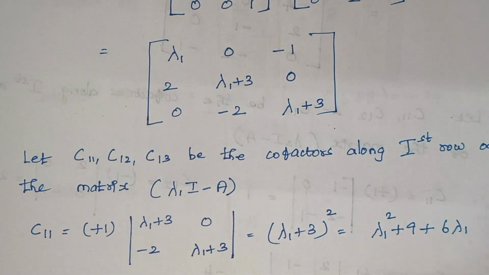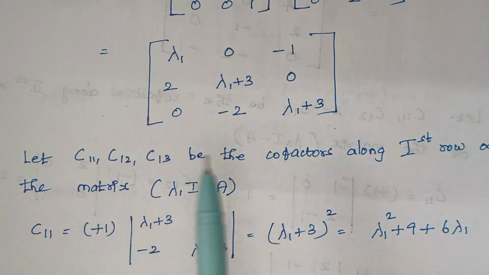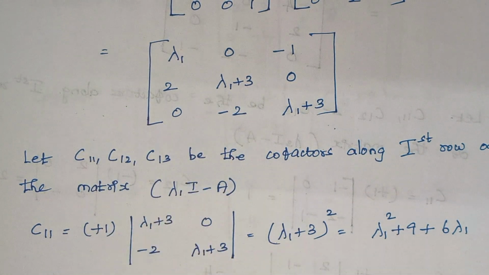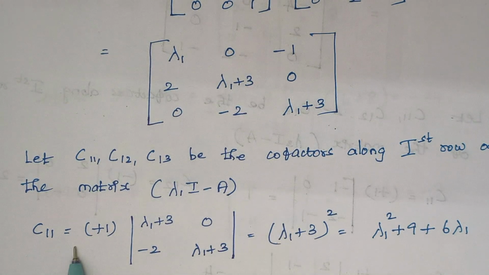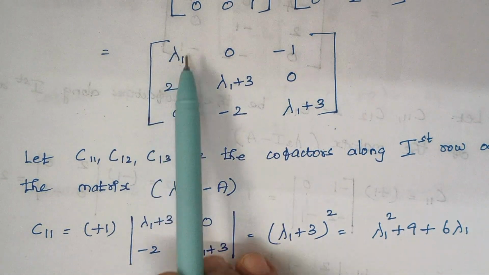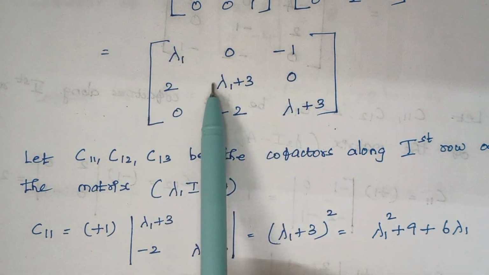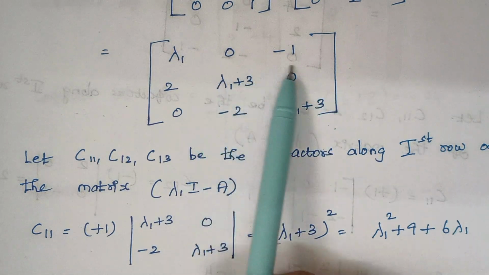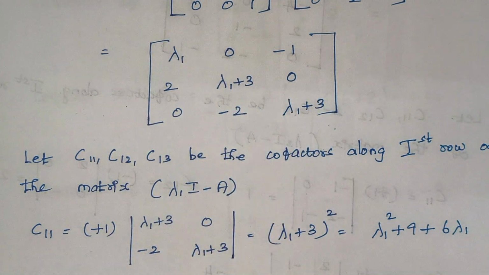You see, we are naming cofactors as C11, C12 and C13. So how to calculate C11? You have to leave this column and this row. So you have to take the determinant of these terms, right? So here that gives you C11, right?